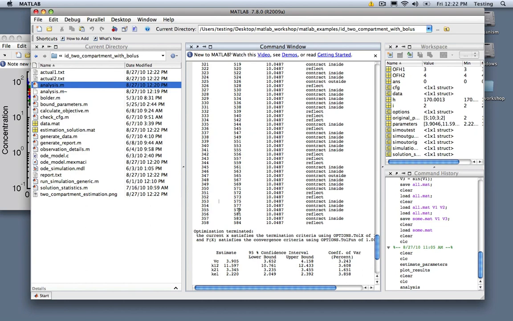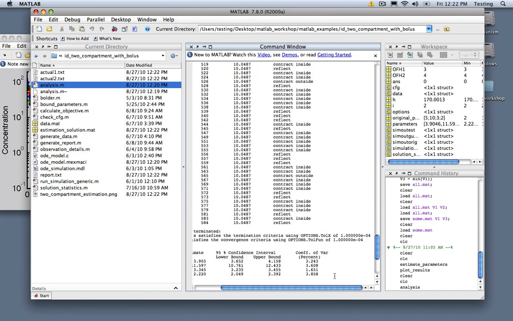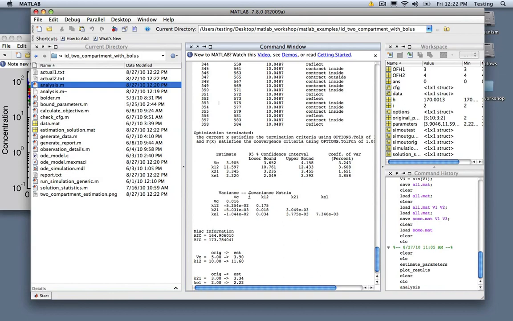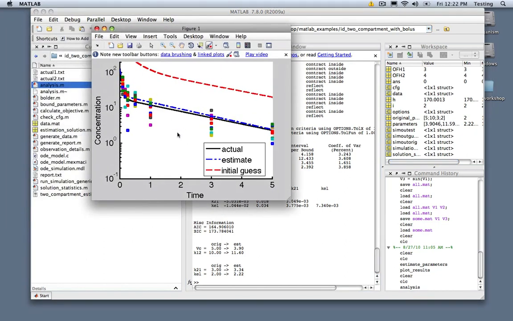So we can see now it ran the estimation routine, and it eventually minimized the objective function value. It came to some sort of solution criteria. These are the default values. Then it prints the estimates and the different solution statistics to the screen. So here are the estimates, the confidence intervals, the coefficient of variation, the variance covariance matrix, and then other useful information. And then I also had it print these values as well because I was interested in how the originals compared to the estimates. And then it generates this figure here where we have the estimate and the initial guess.